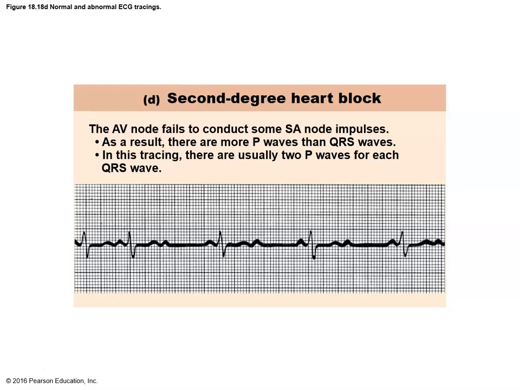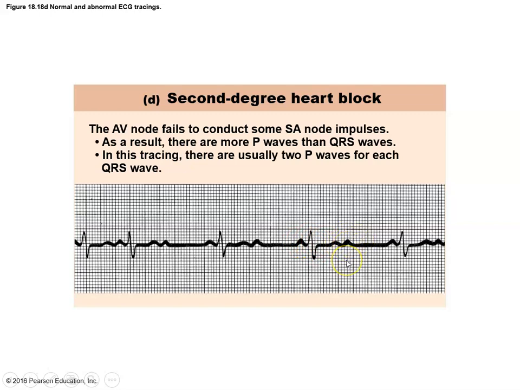Here's a different kind of scenario here. In this case, the SA node is working fine, but the AV node, remember that was the one that was supposed to pick up the signal from the atria and send it down to the ventricles, is only working about half the time. So if we follow this tracing here, we have our P, Q, R, S, T, P, P, Q, R, S, T, P, P, Q, R, S, T, P.